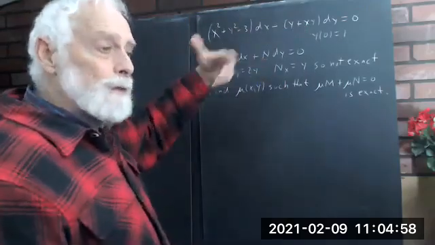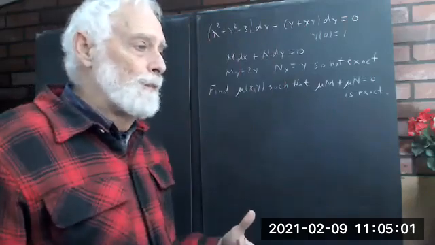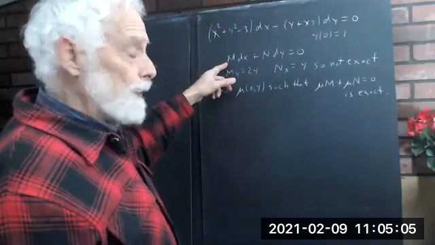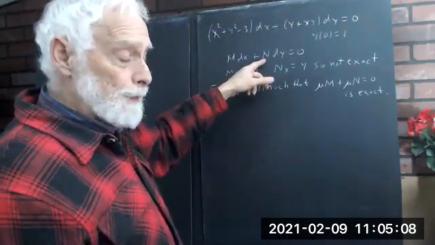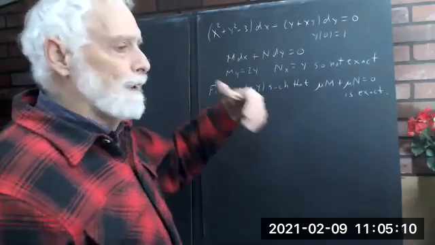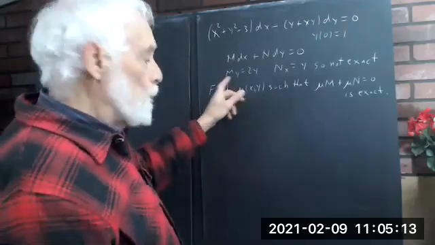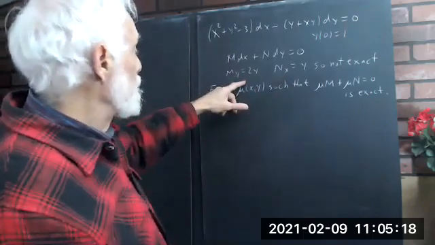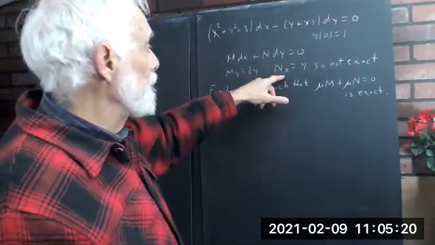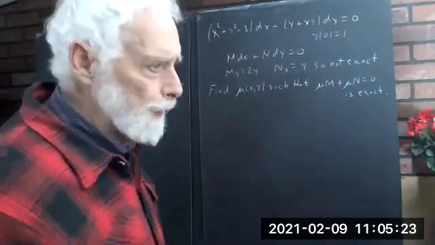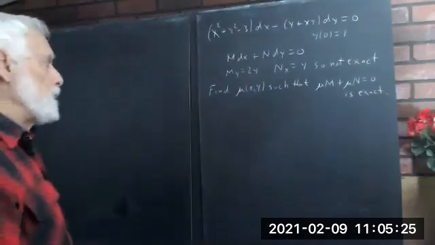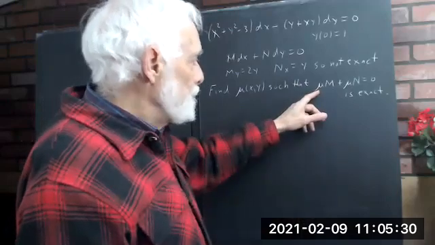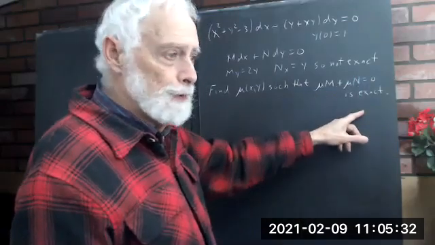If it does represent the differential of f, then M is the x derivative of f, and N is the y derivative, and it follows by the fact that f_xy equals f_yx that M_y and N_x would have to be the same. But M_y is equal to 2y and N_x is just equal to y. This equation isn't exact. So we want to see if we can find an integrating factor mu of x, y such that mu M dx plus mu N dy equals 0 is exact.